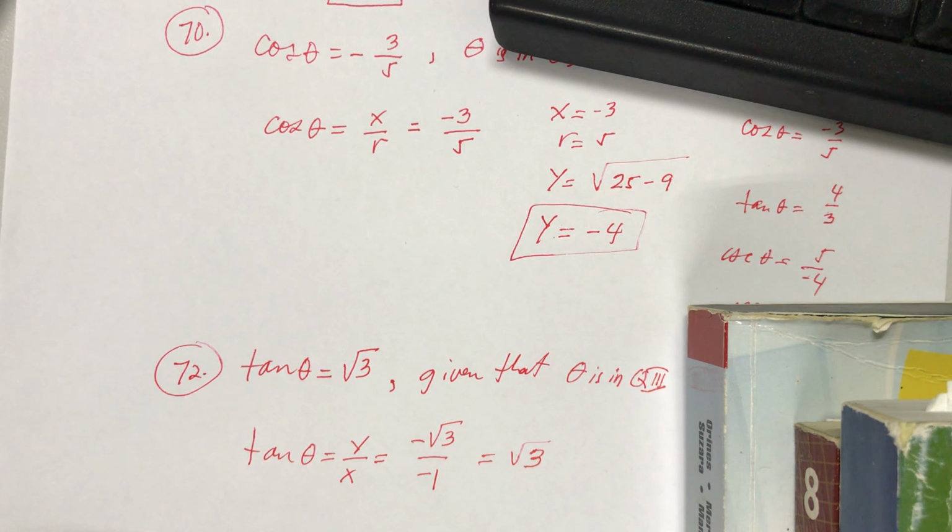What is the purpose of expressing square root of 3 as negative square root of 3 over negative 1? It's because the definition of tangent theta, which is square root of 3 in the given, is y over x, and both x and y in quadrant 3 are negative. Are you changing the value of the expression? The answer is no, since negative square root of 3 over negative 1 is square root of 3.